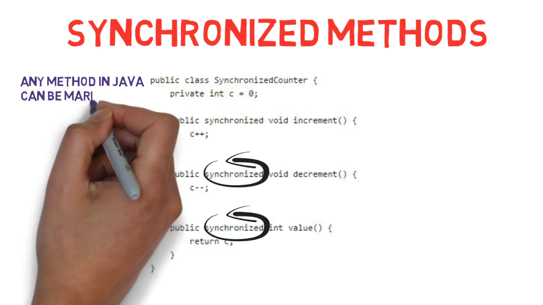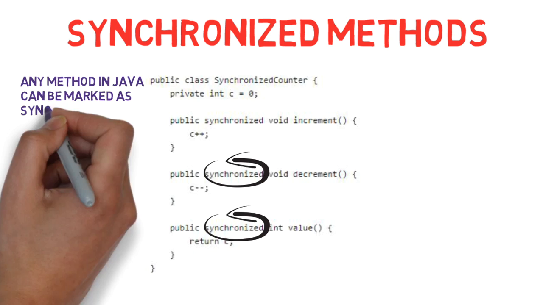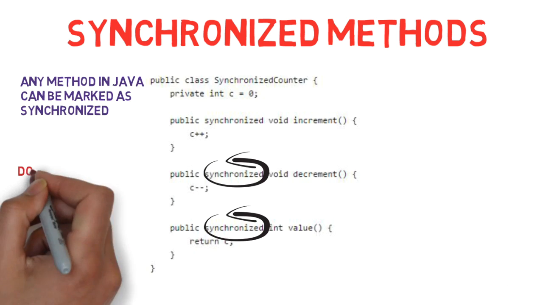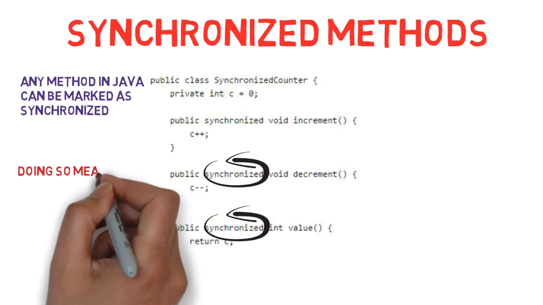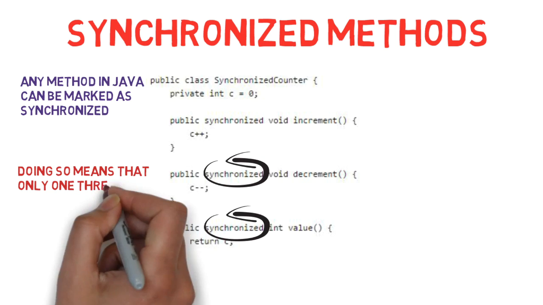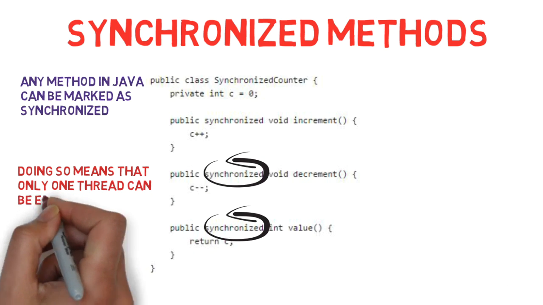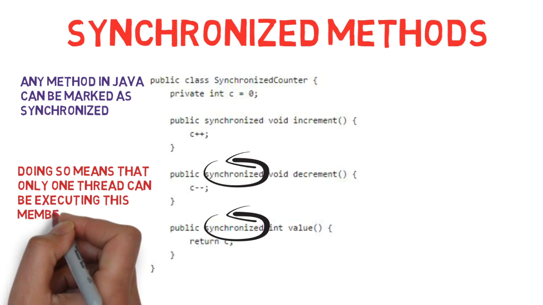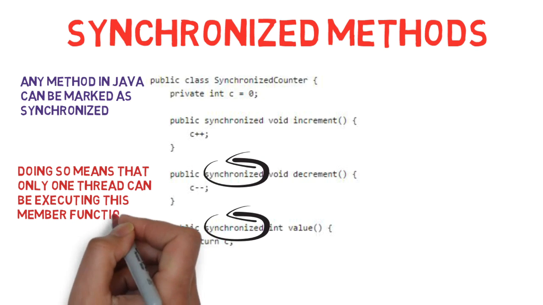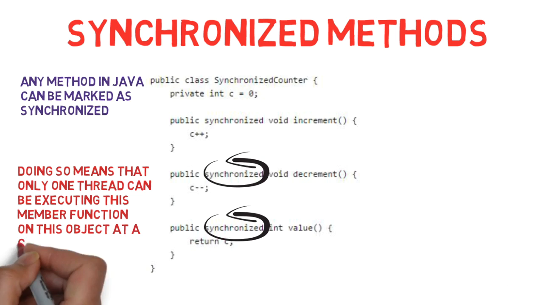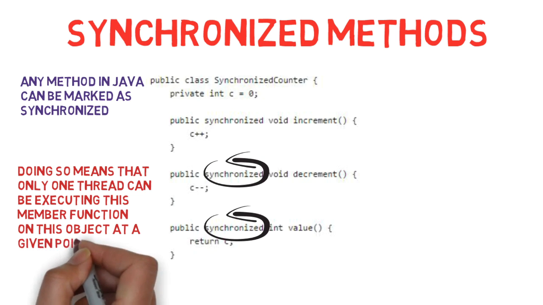Any method in Java can be marked as synchronized in this fashion. Now, what does it mean for a method to be synchronized? It means that the lock that is associated with that particular object of synchronized counter applies to code within those methods. It means that only one thread can be executing this member function on this object at any point in time.